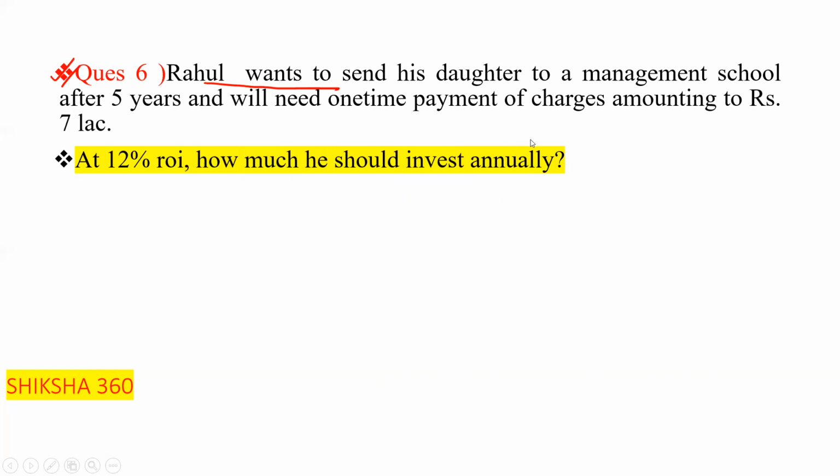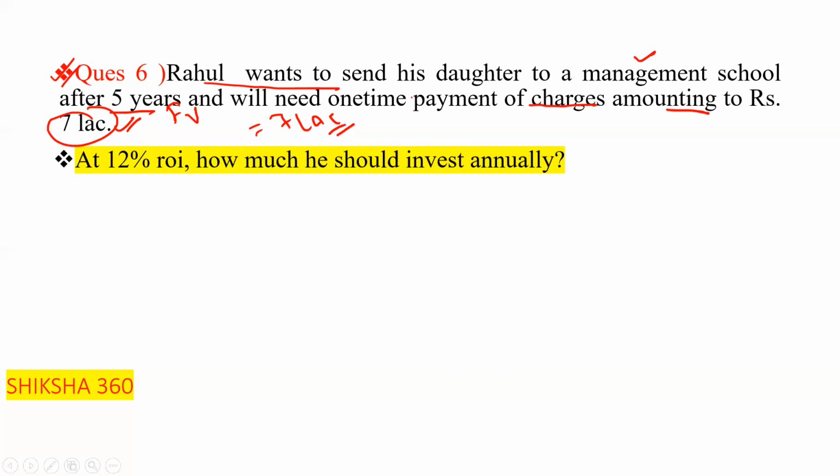Similarly here, Rahul wants to send his daughter to a management school after 5 years, and at that time he will need a one-time payment of charges amounting to rupees 7 lakh. That is the future value they have given, that is 7 lakh.